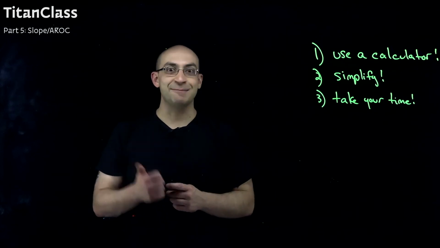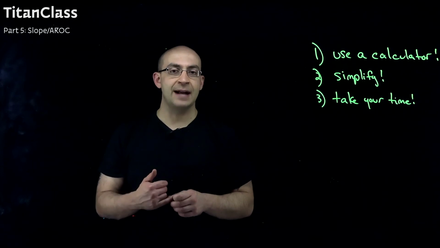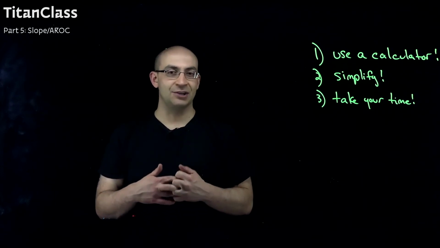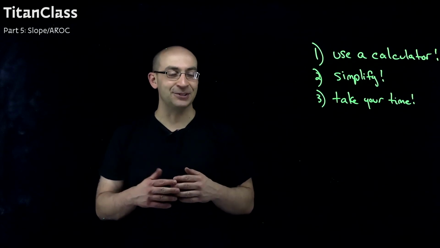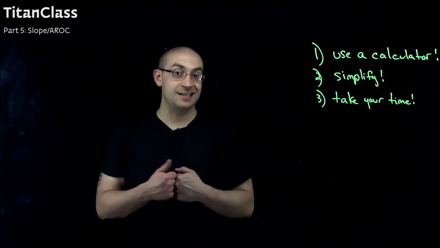Number 2, simplify, especially with slope. You've got to make sure you always simplify your fractions. And I'm not talking about decimals, because decimals are a no-no when it comes to graphing. Decimals are really, really difficult to graph. Keep it as a fraction and make sure that if it's a negative, it stays a negative.